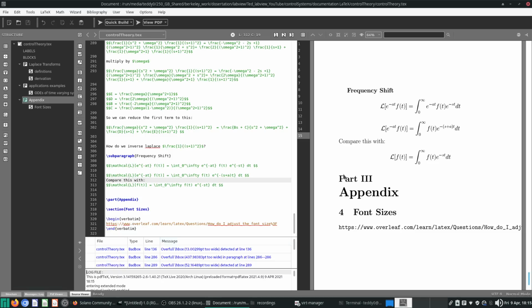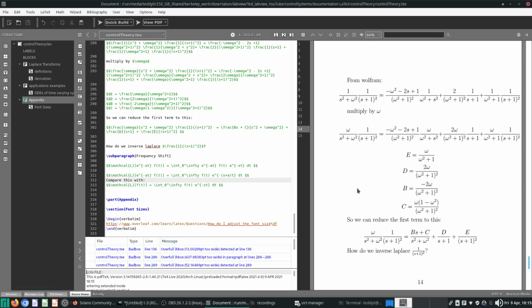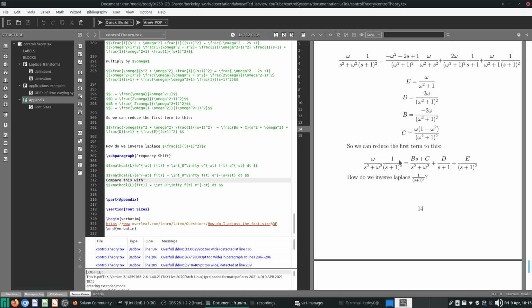Okay, hi, welcome back. We're going to continue our Laplace transforms. Last video we reduced this Laplace transform into some partial fractions, and those partial fractions are relatively okay to inverse Laplace transform.